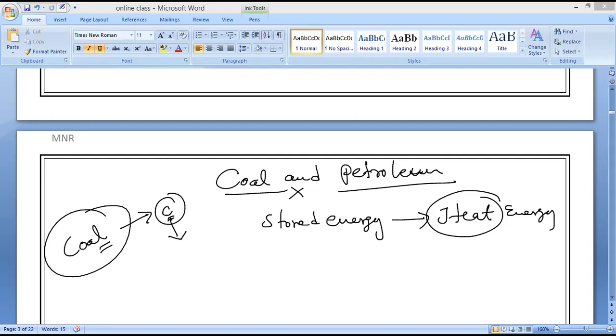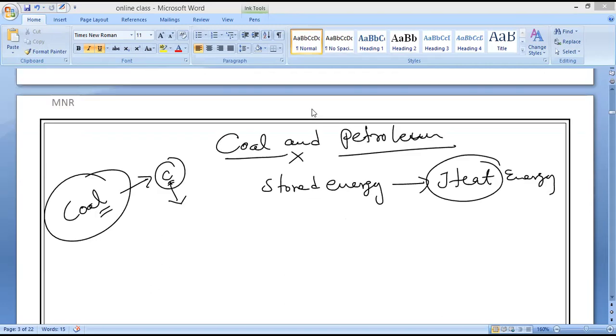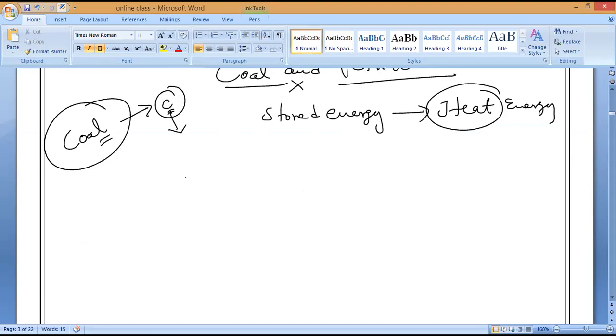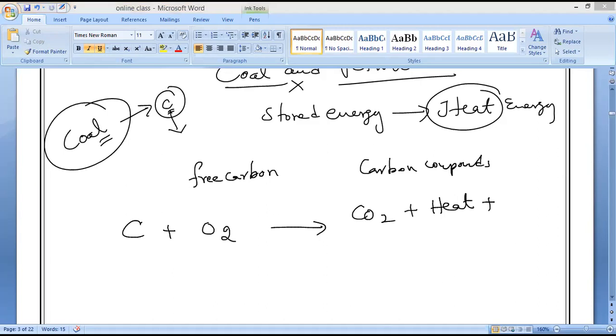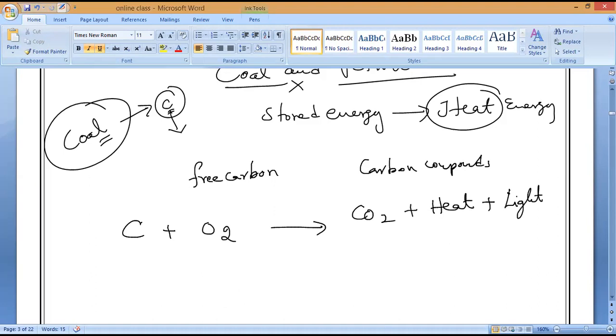Whether it is free carbon or carbon compounds, if it burns in the presence of oxygen, it will release one gas. What is that gas, guys? Everybody? Somebody is saying CO2. Okay, very good. Take free carbon or carbon compounds like kerosene, petrol, diesel. If we burn carbon in the presence of oxygen, it will release carbon dioxide plus a huge amount of heat, and along with that, another thing. What is that? Light. So that is what you all need to remember.